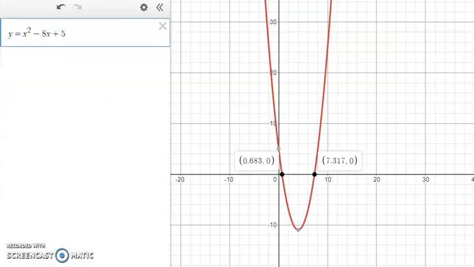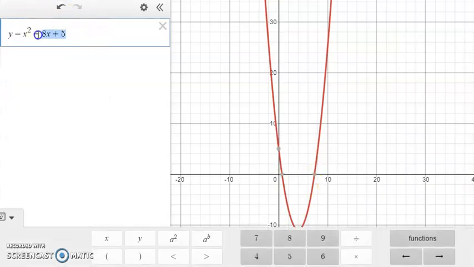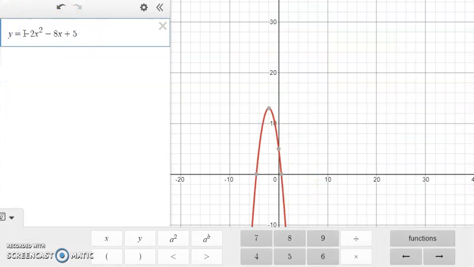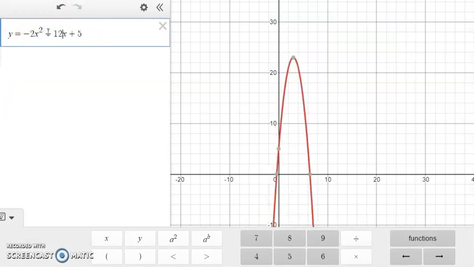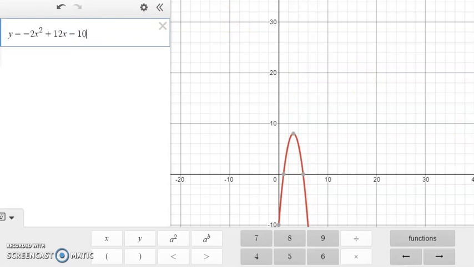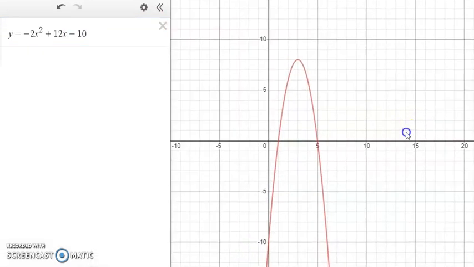So I'll bring up the Desmos again, just so you can see. So we'll change this to negative 2x squared. Again, me being lazy, plus 12x minus 10, subtract 10. Here's our graph. So this a little more.